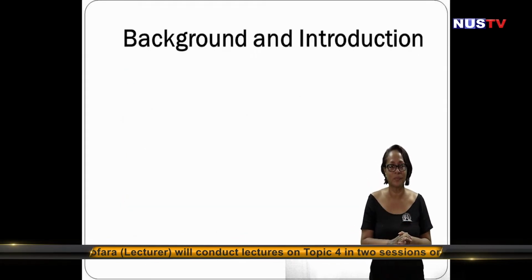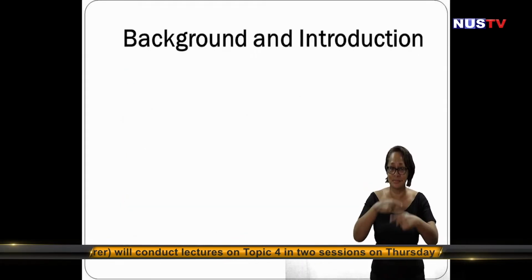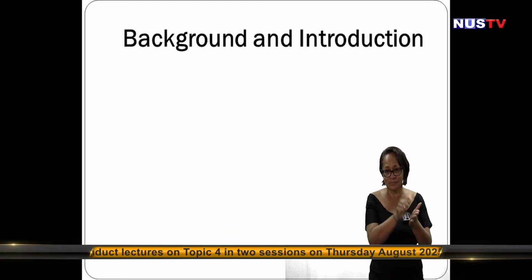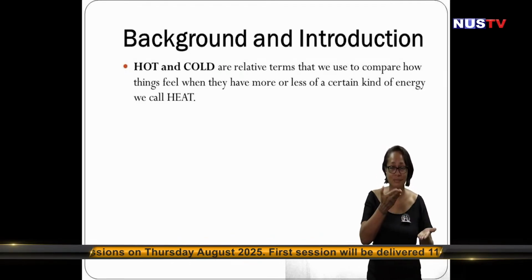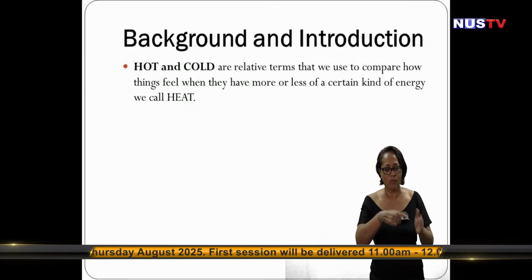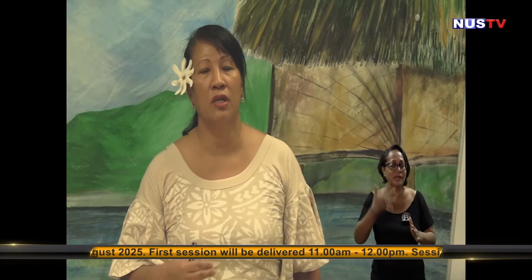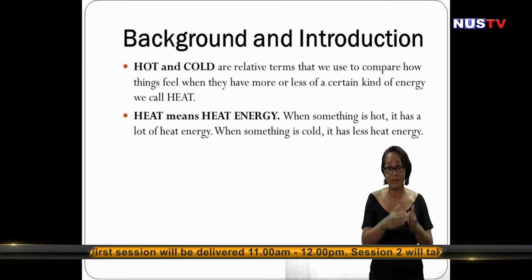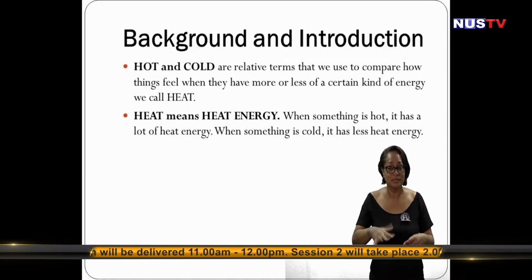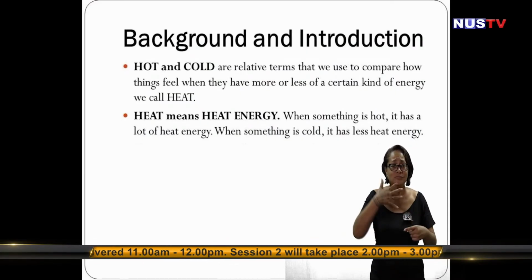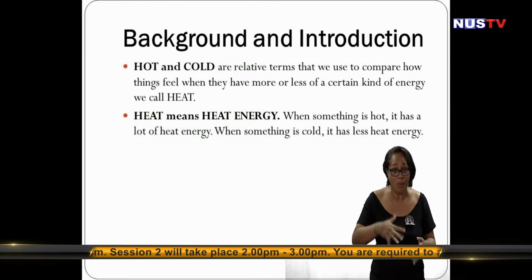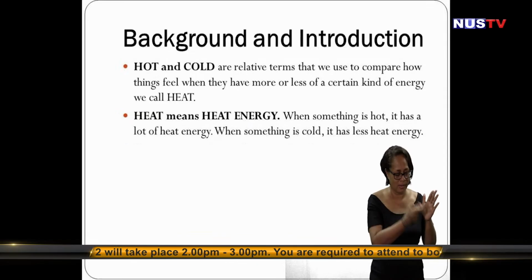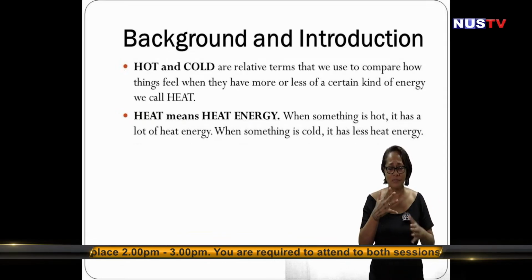Some background information for us before we get to the activity. Hot and cold are relative terms that we use to compare how things feel when they have more or less of a certain kind of energy. In this case, we are talking about heat. When we say heat, it means heat energy. When something is hot, it has more energy. When something is cold, it means it has less energy.